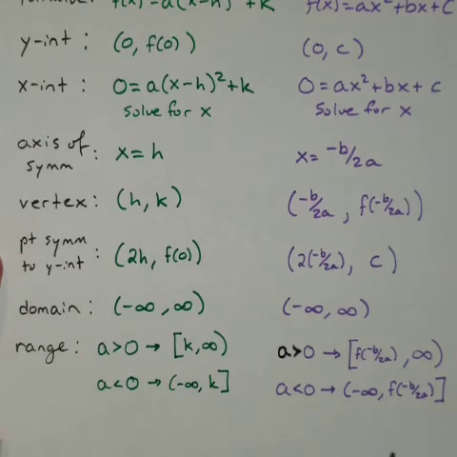Okay, so there you have it. That's a pretty decent summary of the two different forms of a quadratic function and how to find the different features of each of their graphs.